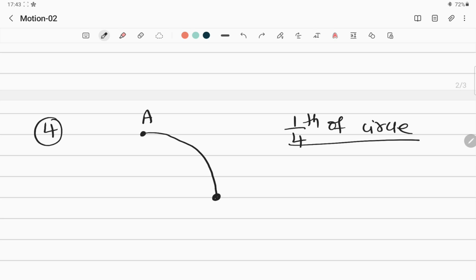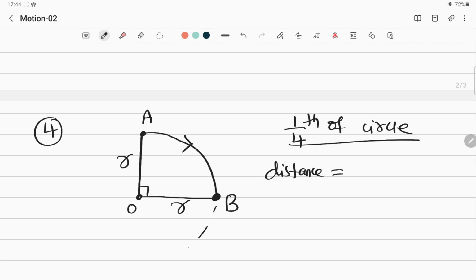This is the point O here, and this is the point B here. From A to B he has come, and let us take this radius as r, and this also as r, and definitely this is 90 degree. Now they are asking for the distance. Distance is quite simple, no? If it were a complete circle, how much would it have been? It would have been 2 pi r.